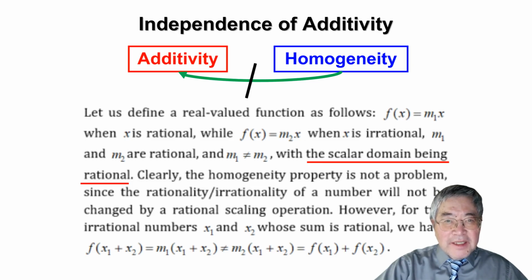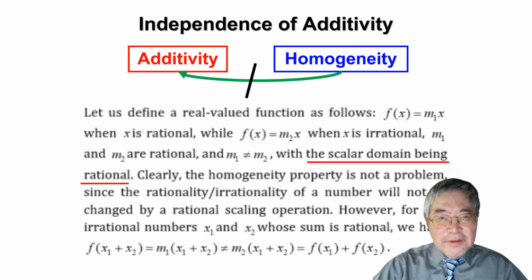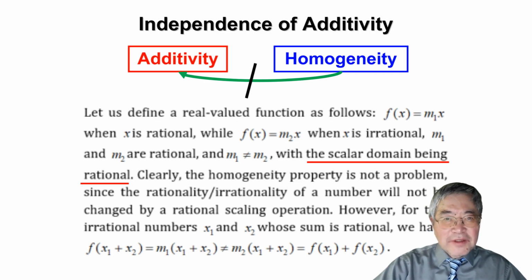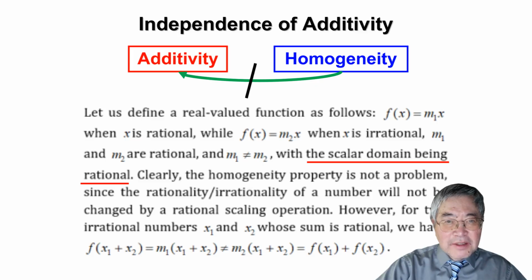Since we're only scaling inputs by rational numbers in this example, the homogeneity property holds. That's because multiplying by a rational scalar doesn't change whether the input is rational or irrational, so the function scales consistently. But here's how additivity breaks down. If we add two irrational numbers, x1 and x2, whose sum happens to be rational, the function behaves differently on the sum compared to the sum of the individual function values.